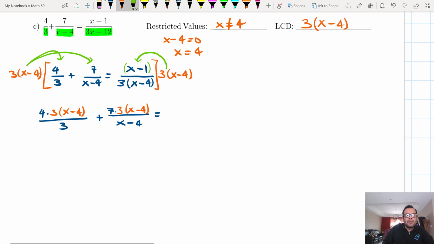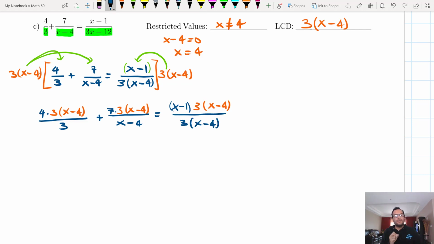I'm going to multiply the quantity x minus 1 times the quantity, the LCD, 3 times x minus 4, right? Essentially, I'm multiplying these two quantities here, all right? And then divide that by the denominator, which is 3 times x minus 4. Okay, what are we going to do next?